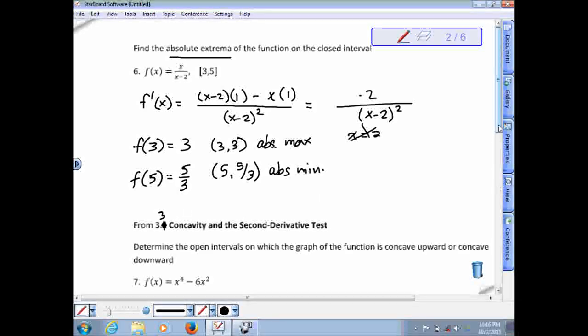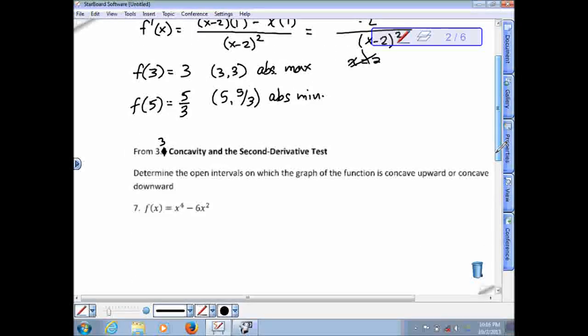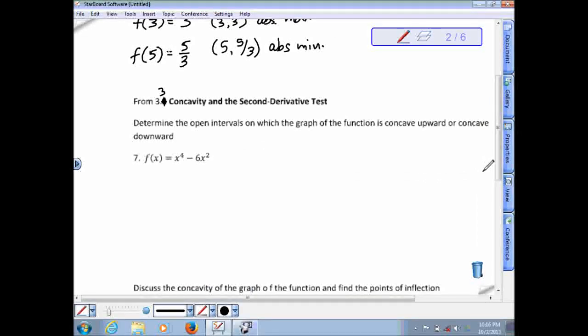That brings us to 3.3, where we talk about concavity and the second derivative test. They're performed similarly to the first derivative test.